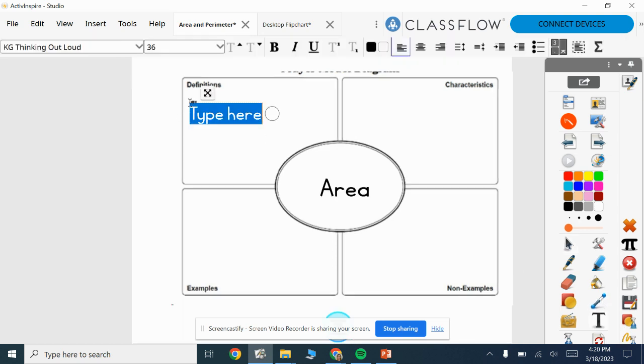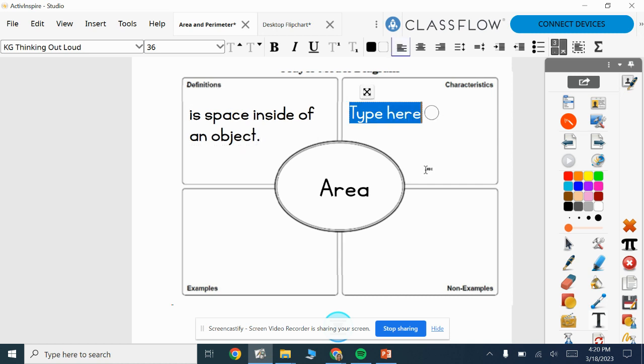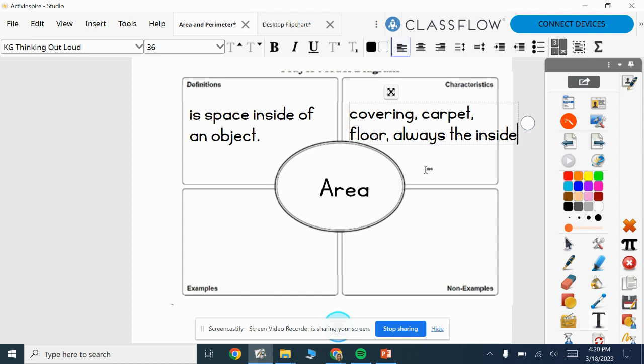So, area is the space inside of. Some characteristics we would talk about are covering. You might talk about the carpet or floor, and it's always the inside.